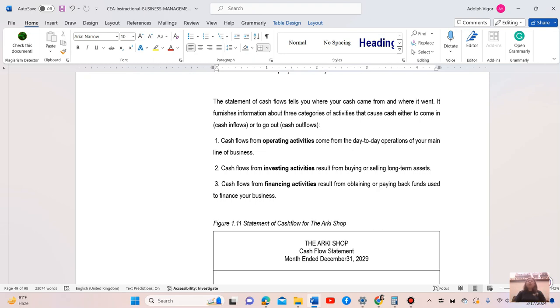Or maybe you invested your earnings in stocks and then there is income from that. So that's investing activities. And the third is the cash flows from financing activities, which result from obtaining or paying back funds used to finance your business. So that counts as an outflow if you paid a loan, or other financing activities, that's a cash outflow.